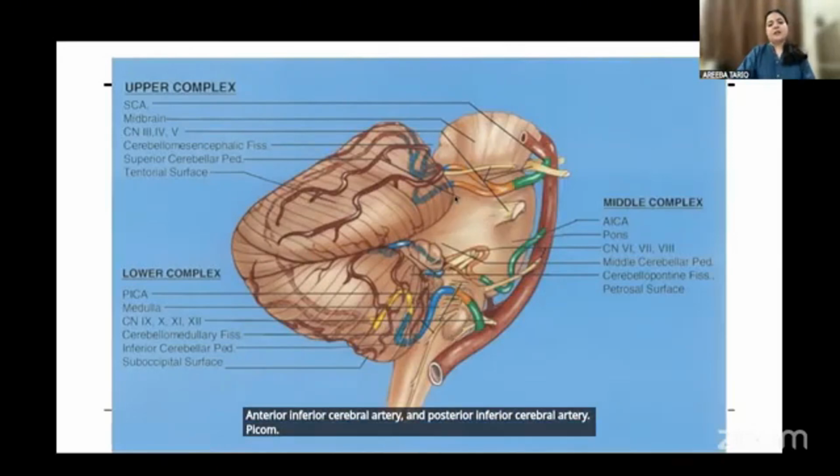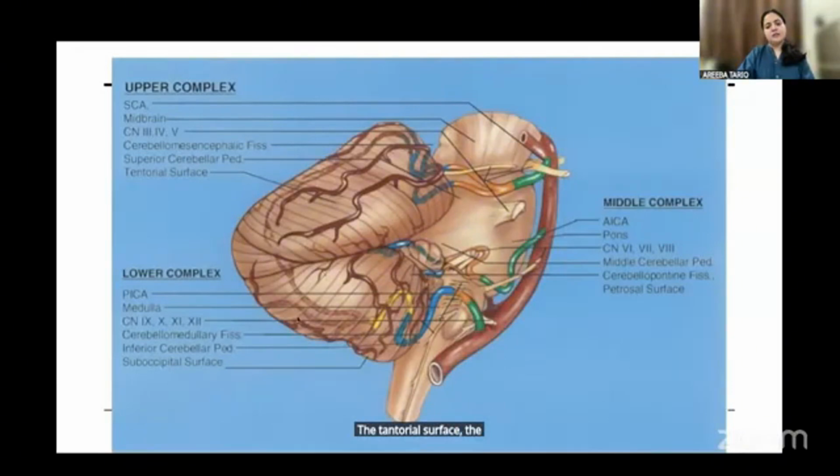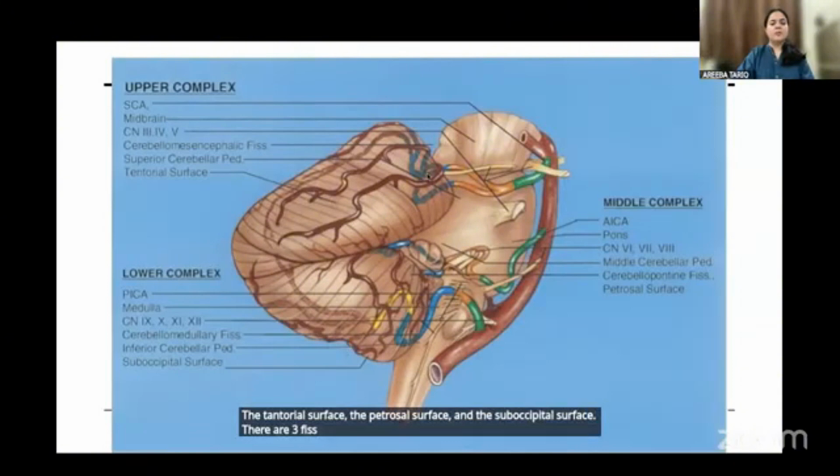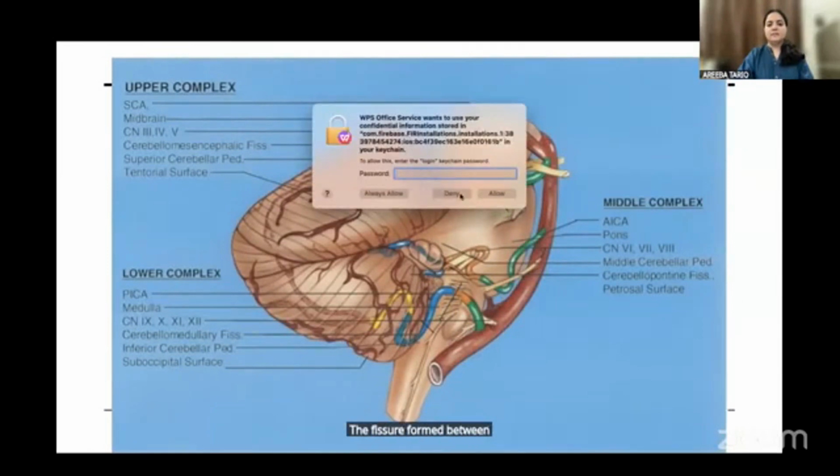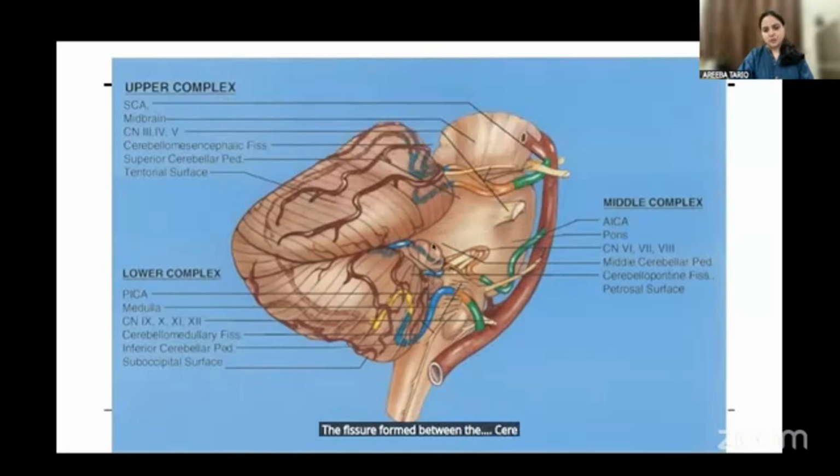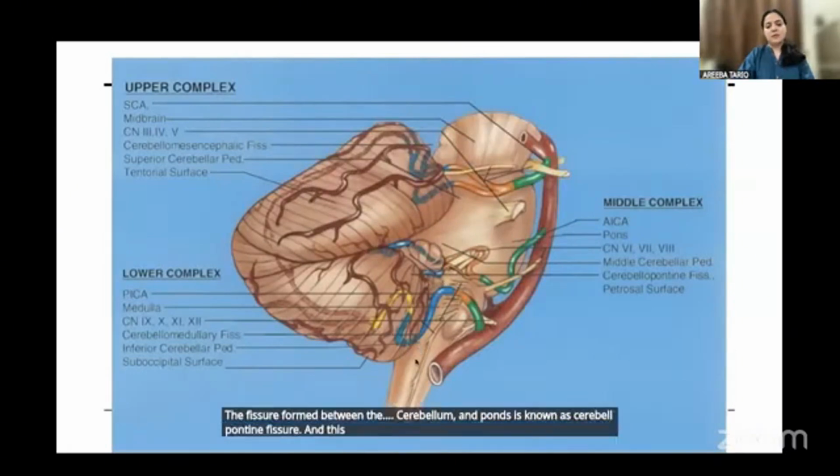Pica. There are three surfaces of the cerebellum: the tentorial surface, the petrosal surface, and the suboccipital surface. There are three fissures. The fissure formed between the cerebellum and the midbrain is known as the cerebello-mesencephalic fissure. The fissure between the cerebellum and pons is the cerebellopontine fissure. And the fissure between the cerebellum and medulla oblongata is the cerebellomedullary fissure.